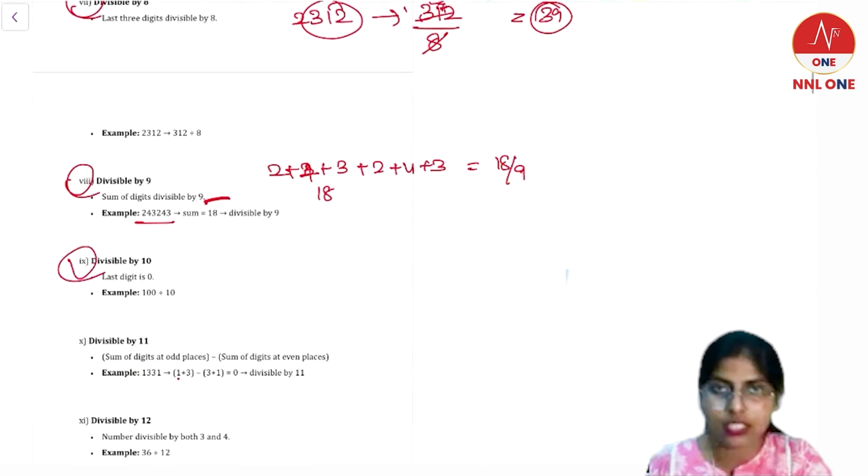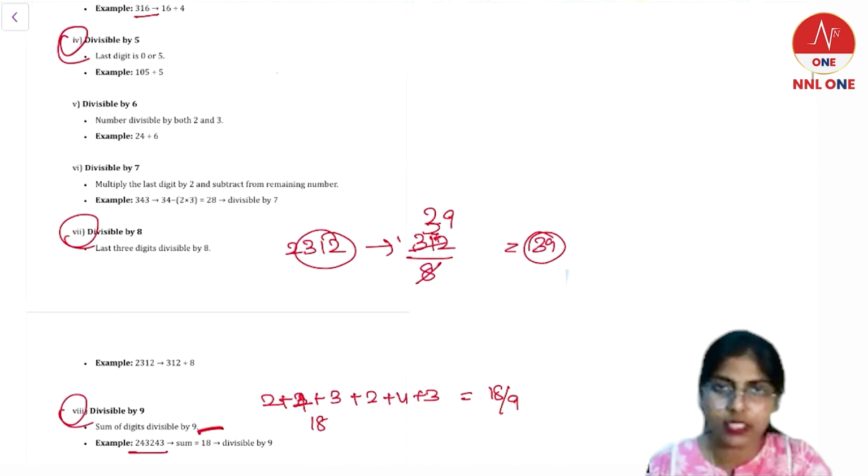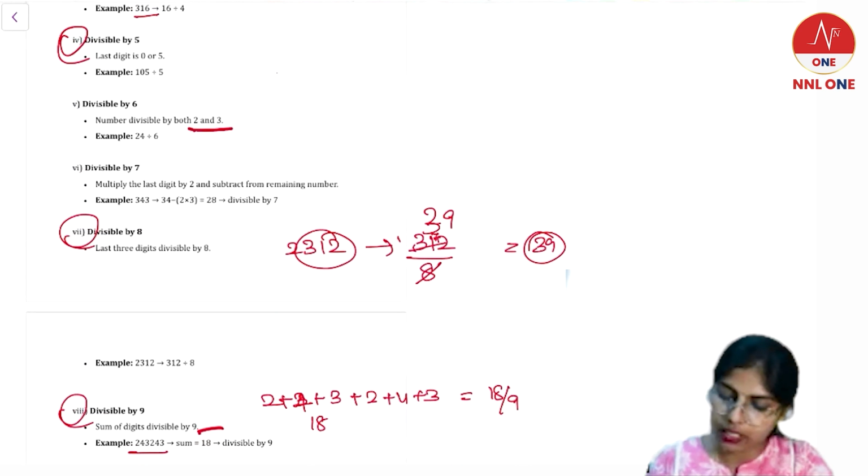For 5, the last number should be either 5 or 0. For 10, the last number should be 0. Then the number is divisible by 10. For 6, it is very simple. The divisibility rule of 6 is the number should be divisible by both 2 and 3. Then the entire number is divisible by 6.